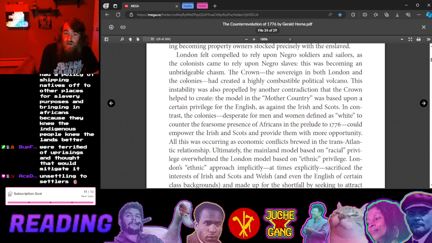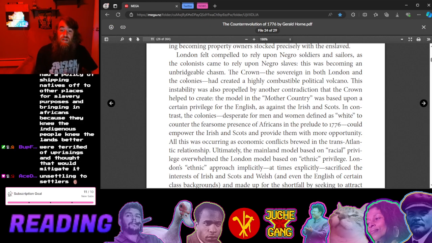London felt compelled to rely upon Negro soldiers and sailors as the colonists came to rely upon Negro slaves. This was becoming an unbridgeable chasm. The Crown, the sovereign in both London and the colonies, had created a highly combustible political volcano. This instability was also propelled by another contradiction that the Crown helped to create.